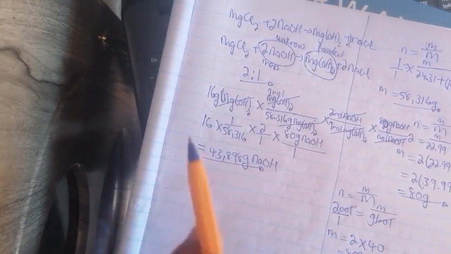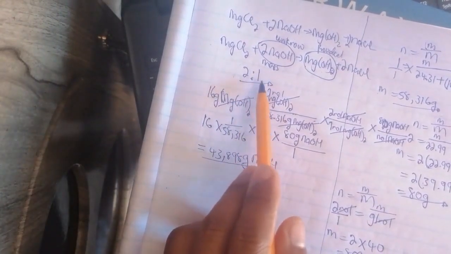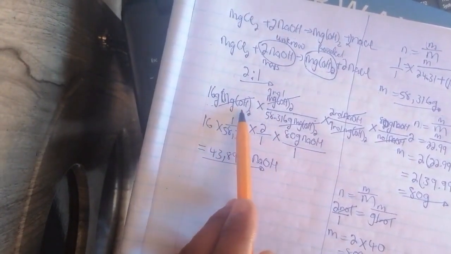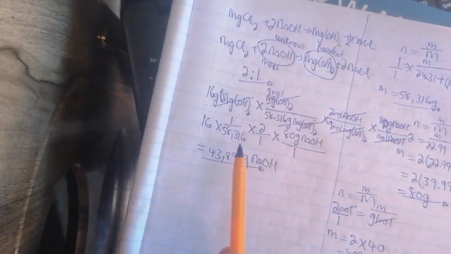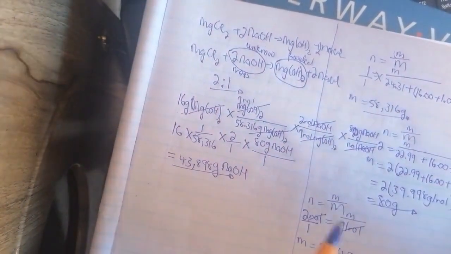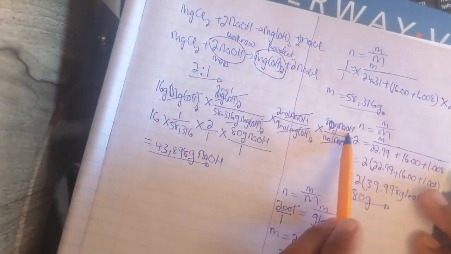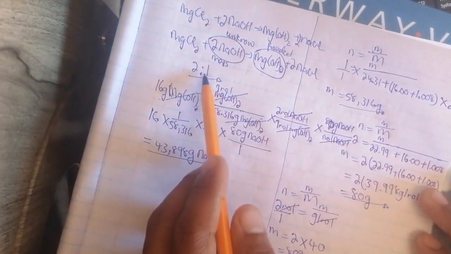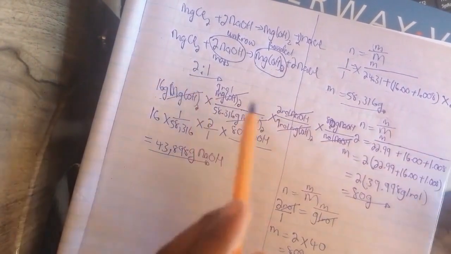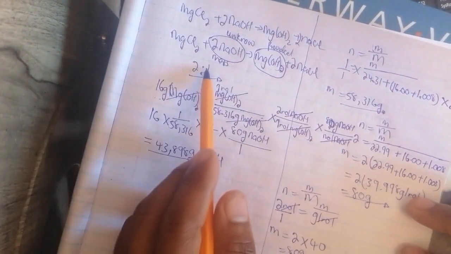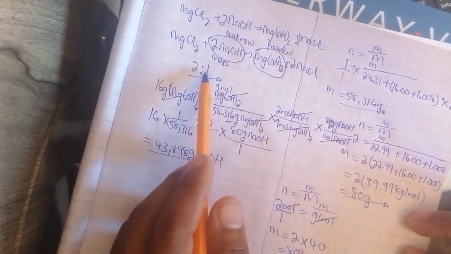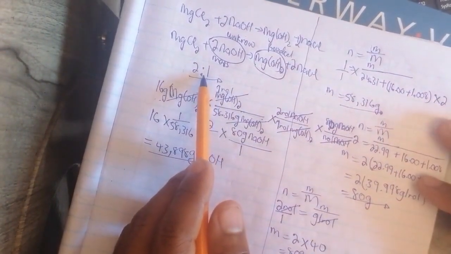Remember what we are given. The mole ratio is 2:1. And they are saying 16 grams of magnesium oxide are provided. How many grams of sodium hydroxide are required? So in this problem, you cannot find the mass of sodium hydroxide using the mole ratio, because that would give you the exact number of mass that is required if there's only 1 mole of what? 1 mole of magnesium hydroxide.